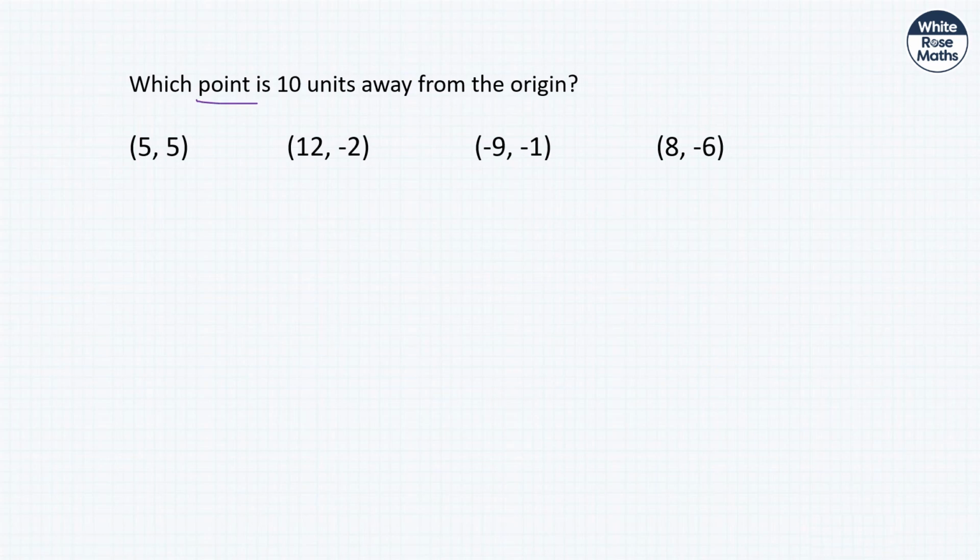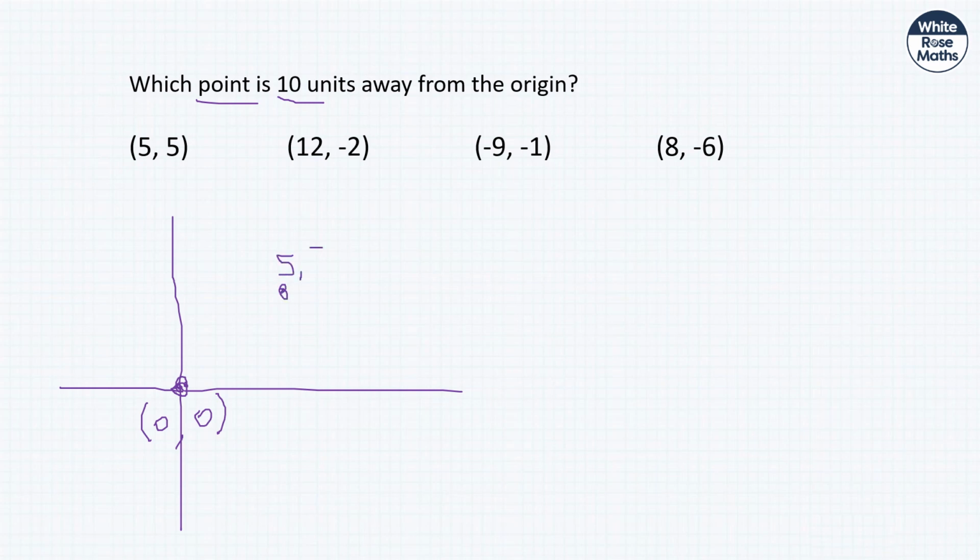This next question: which point is 10 units away from the origin? So the origin, let's say, is here, which is 0, 0. It's saying which is 10 units away, so it means a distance of 10. So 10 horizontal, 10 vertical, 10 that way, or 10 that way. This first one, let's say it's 5, 5. We'll put that there roughly. So it's 5 across and 5 up. That's 5 by 5, that's a triangle.